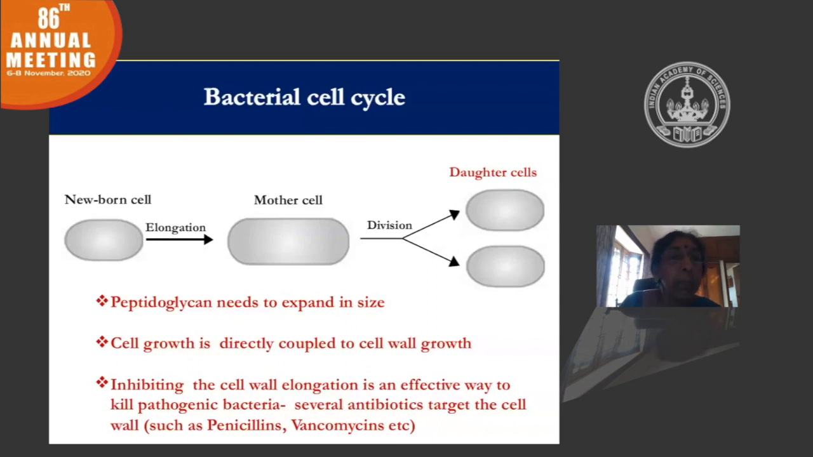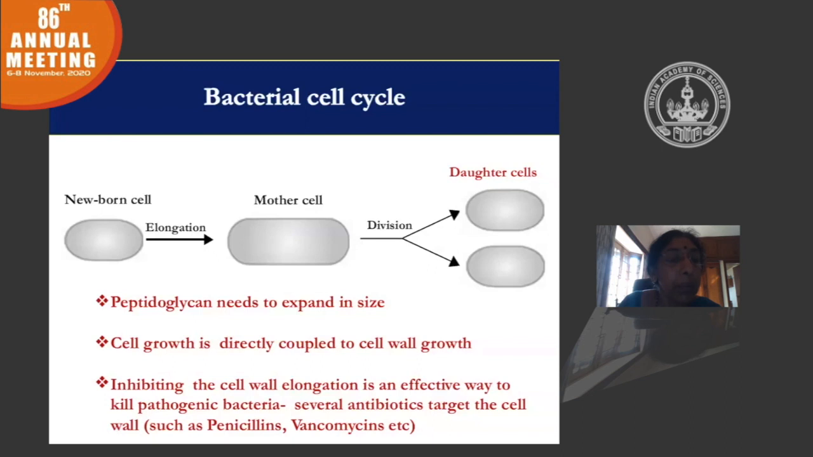Now in this step, you can see that in the elongation step, the newborn cell has to grow in size to become a mother cell, right? As the cytosolic volume grows, it intuitively says that even the bacterial cell wall, which has the peptidoglycan sacculus in it, also has to grow in size. So what it says is that peptidoglycan needs to expand in size during the step of elongation, and the cell growth is directly coupled to the cell wall growth, right?